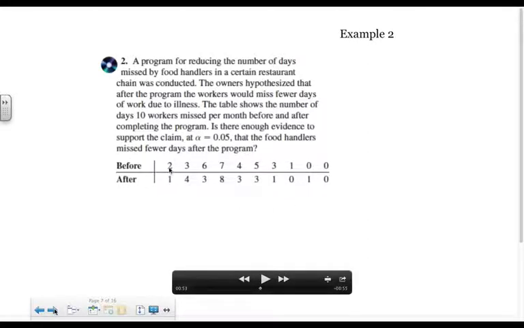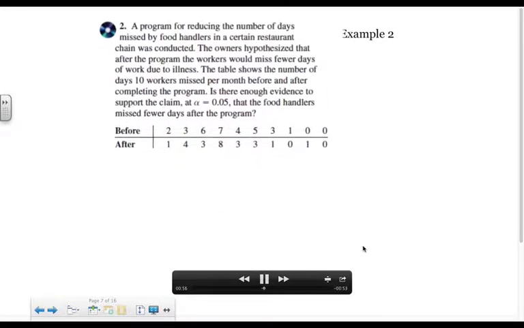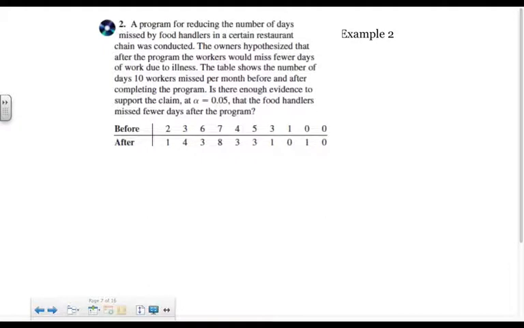So these are all dependent on each other. This is the same worker before the program and then after the program. So these are definitely a dependent sample. What you're going to do is put these in your graphing calculators, L1 and L2, and find the difference. And the graphing calculator will show you all this.